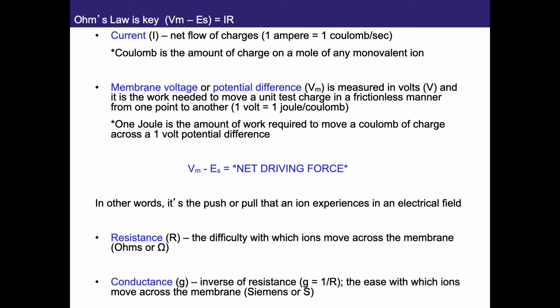All right, so if we go back to our slide here, the membrane voltage or potential difference is measured in volts, and it's the work needed to move a unit test charge in a frictionless manner from one point to another. 1 volt equals 1 joule per coulomb. So when we actually ran the numbers with the Nernst equation, remember we got joules per coulomb? That was a volt, and then we had to convert that to millivolts, right? 1 joule is the amount of work required to move a coulomb of charge across a 1 volt potential difference.